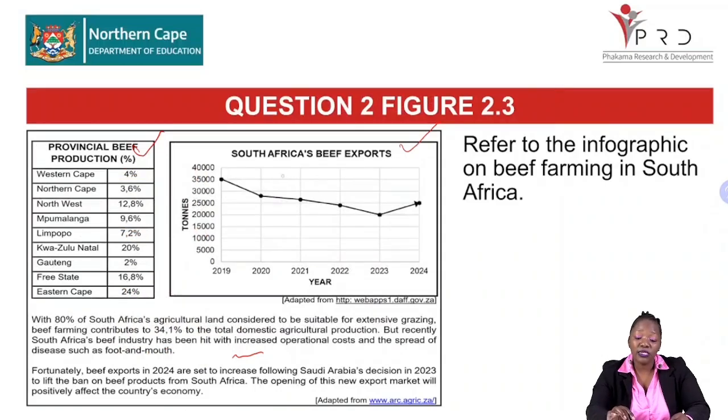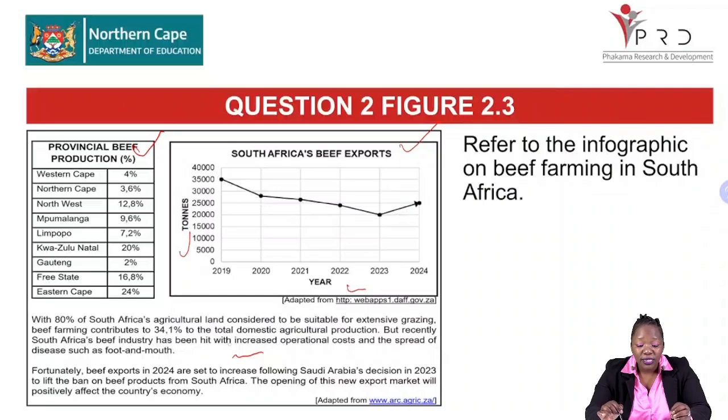And then again, in South Africa's beef export, we are given tons. These are the tons and these are the years. So you can see the trend there. And then with 80% of South Africa's agricultural land considered to be suitable for extensive grazing, beef farming contributes 34.1% to the total domestic agricultural production.